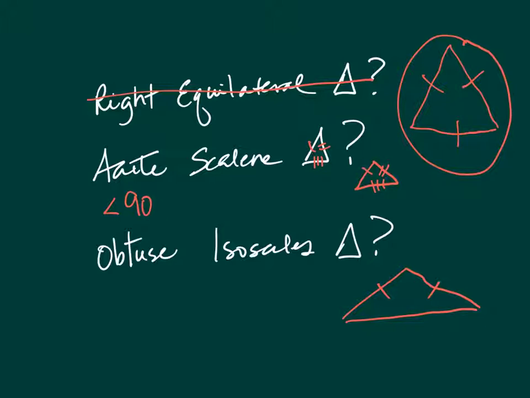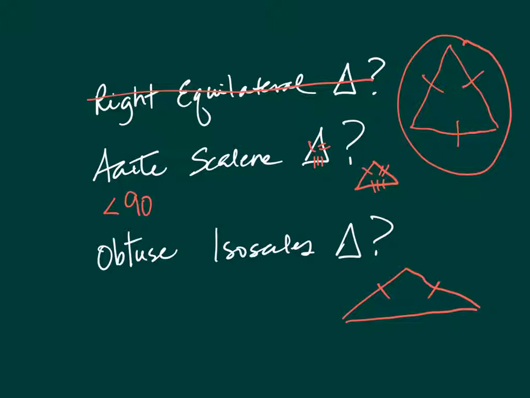What about an acute scalene triangle? Can you have an acute scalene triangle? So acute and scalene means that the angles are all less than 90 and the sides are all different. And yeah, that's very possible to have an acute scalene triangle. It would kind of look like this, and they would all be different sizes.